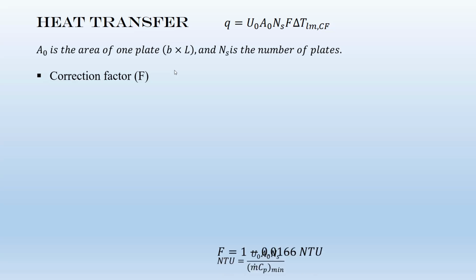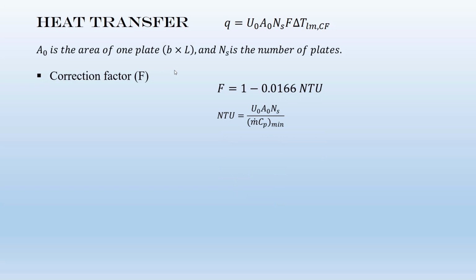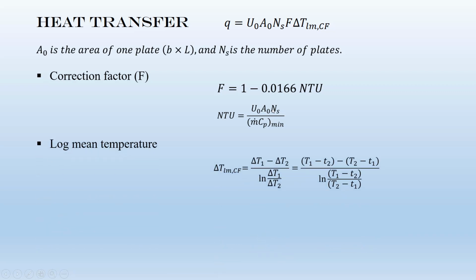So to find the correction factor for the plate and frame heat exchanger, you can use this equation to find the F. You don't have any figure. So you need to have the NTU, and if you remember, the NTU is U times the total area over m dot Cp mean. The total area is the area of one plate times the number of plates. The log mean temperature difference, we already discussed it.